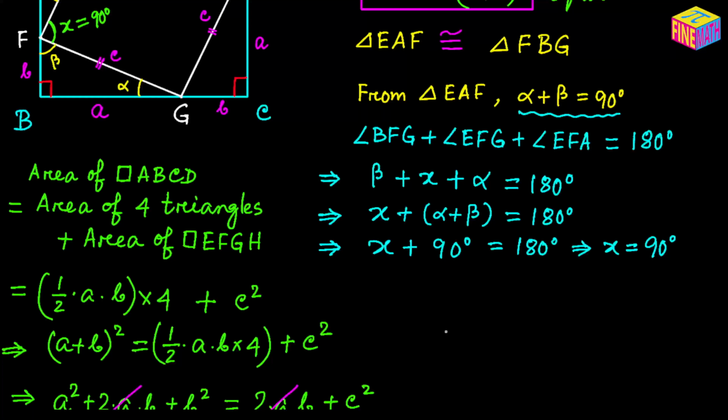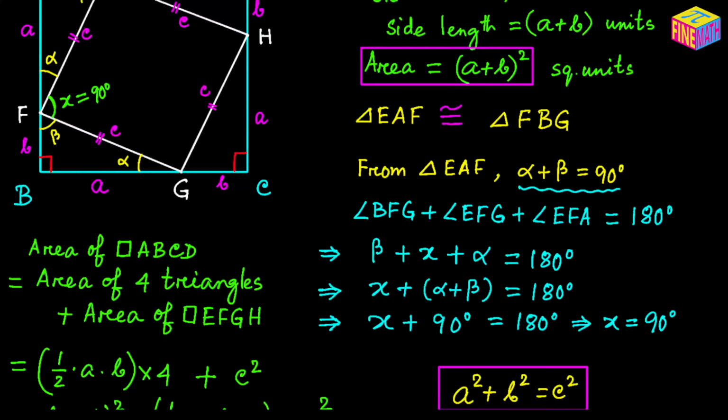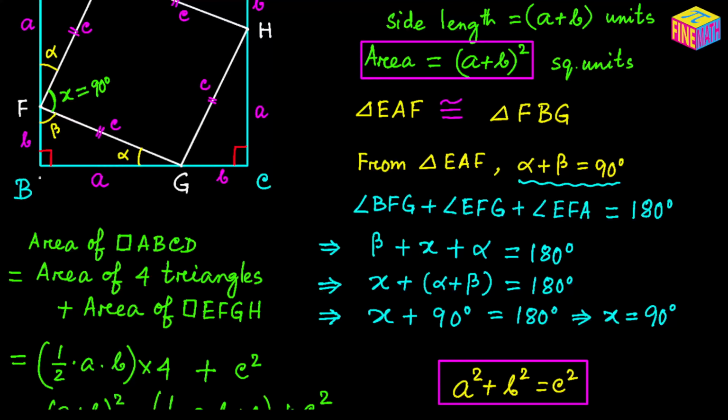So let me write down the final result here. We have obtained that A squared plus B squared is equal to C squared. And if you now look at the original diagram, we'll see that if you look at one of those little triangles, let's say for example the triangle FBG, you will notice that C is the hypotenuse of that right triangle, and A and B are the adjacent sides of the right angle.